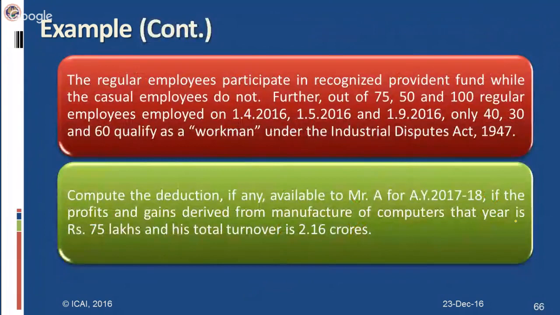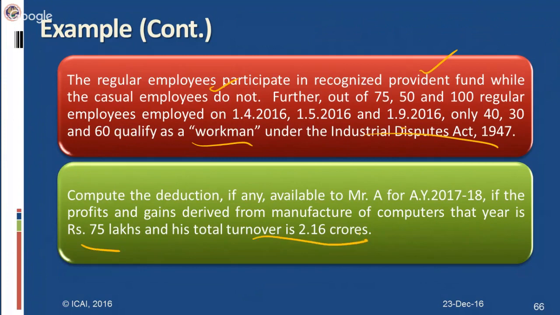Some more information. The regular employees participate in recognized provident fund while casual employees do not. Then out of 75, 125, 100 regular employees employed on 1/4/16, 1/5/16, 1/9/16, only 40, 30 and 60 qualify as workmen under Industrial Disputes Act. Compute the deduction available to A for assessment year 17-18. The profits and gains derived from manufacture of computers is 75 lakhs and his total turnover is 2.16 crores.